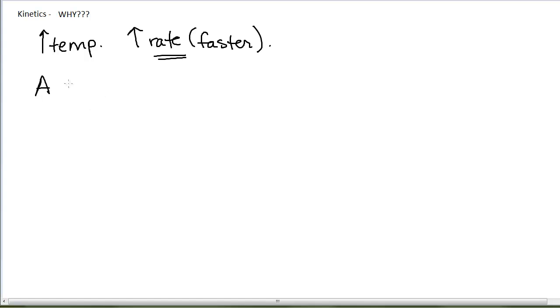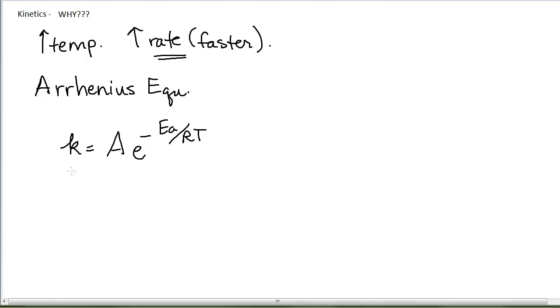There was a man, his name is Arrhenius. Arrhenius was looking at this idea of the rates of reaction versus the temperature, and he came up with an experimentally determined equation which relates the reaction rate to the temperature. This is known as the Arrhenius equation, and the Arrhenius equation looks like this. All right, let's talk about what these are.